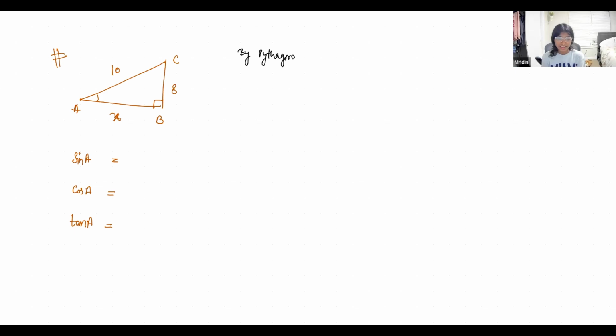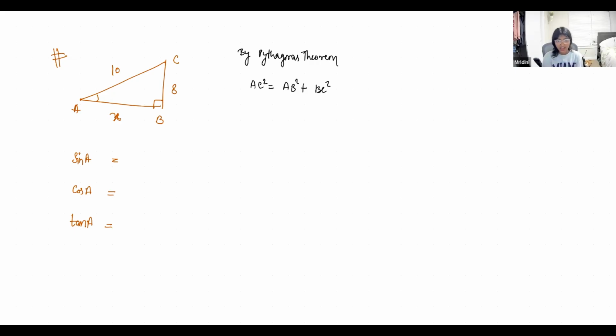So the Pythagoras theorem says that hypotenuse square will be equal to the sum of the squares of the other two sides. This is my hypotenuse AC. So AC square will be equal to AB square plus BC square.